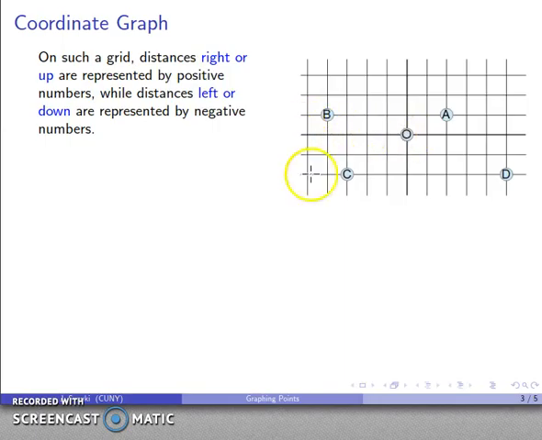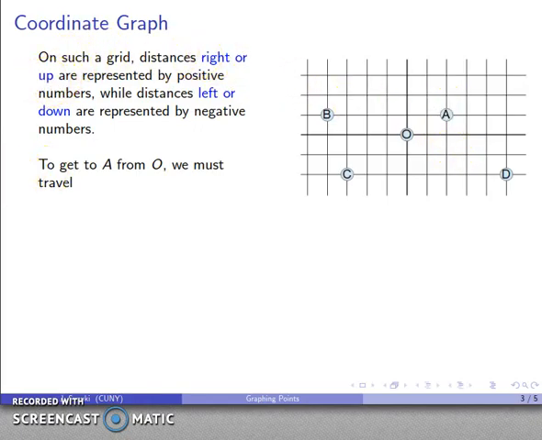Now, on this grid, if I'm going to the right or if I'm going up, I'm going to reference those distances by positive numbers. While if I'm going left or down, I'm going to call those by negative numbers. So if I want to get from O to A, again, we always start at the origin, let's see what I have to do.